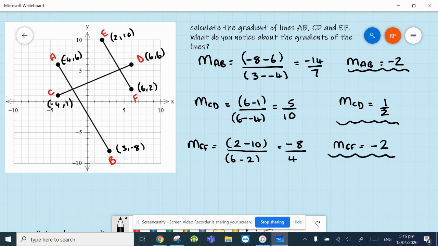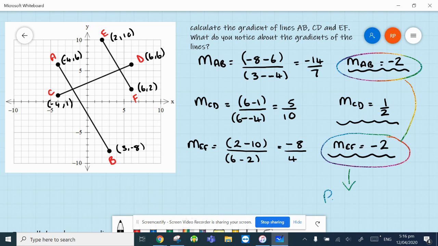Okay, so when we look at these, hopefully you can see that the gradient of AB and the gradient of EF are exactly the same. All right, when they're the same, it means that these two lines are parallel. So lines that are parallel, you see that they're running parallel to each other in the picture, have exactly the same gradient. All right, so that's how I know they are parallel.